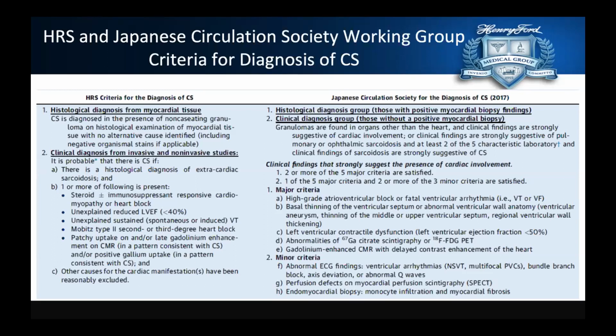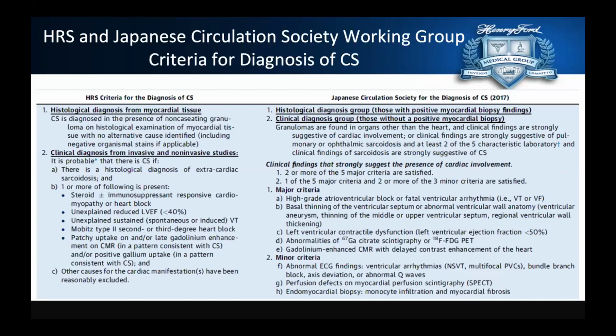So if you look at the top of both columns, you're starting with histological diagnosis. And then starting on the left, if you look at the Heart Rhythm Society criteria, you're looking at diagnosis from invasive and non-invasive studies. So it is probable there's cardiac sarcoid if there's, again, histological evidence of any extracardiac disease, plus one or more of the following. So looking at your responsiveness to steroids or immunosuppressants, unexplained reduced left ventricular systolic function, any arrhythmias or high-grade AV blocks, patchy uptake on PET, or late gadolinium enhancement on cardiac MR.